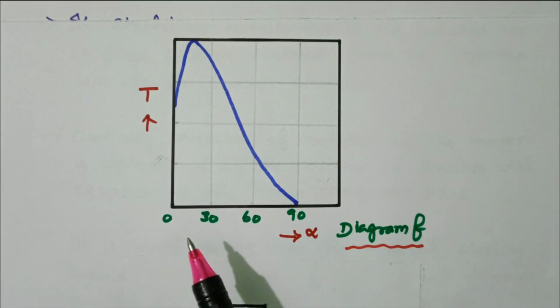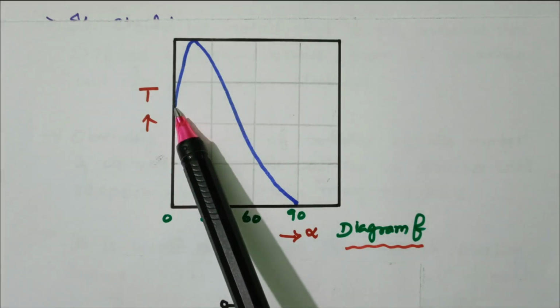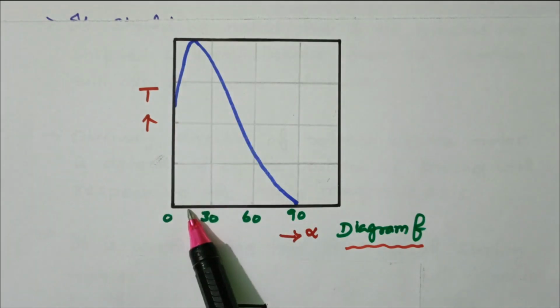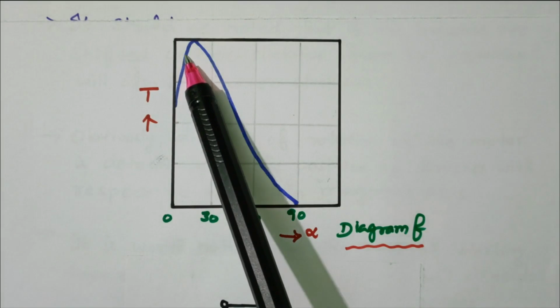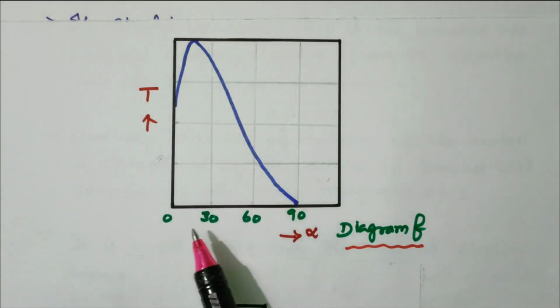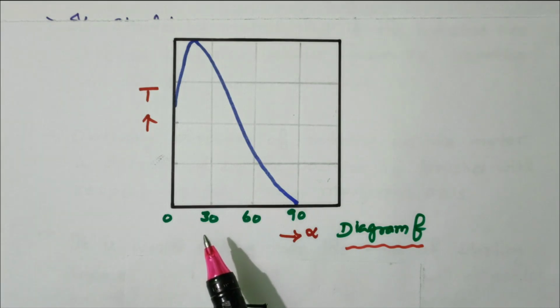So at 0 degree itself, that is, the brushes are aligned with the main magnetic axis, at that time itself the torque is available, and thereby increases. When alpha increases, the torque also increases and reaches the maximum value, then decreases. That is almost 0 to 45 degrees. It increases, thereafter decreases. This refers to diagram E. Now we'll go to the description.